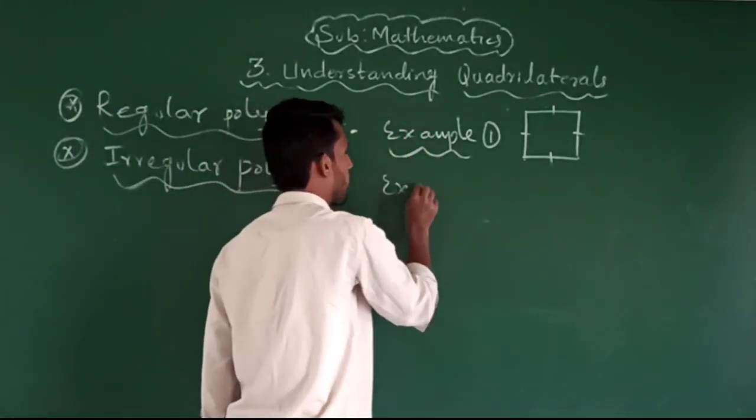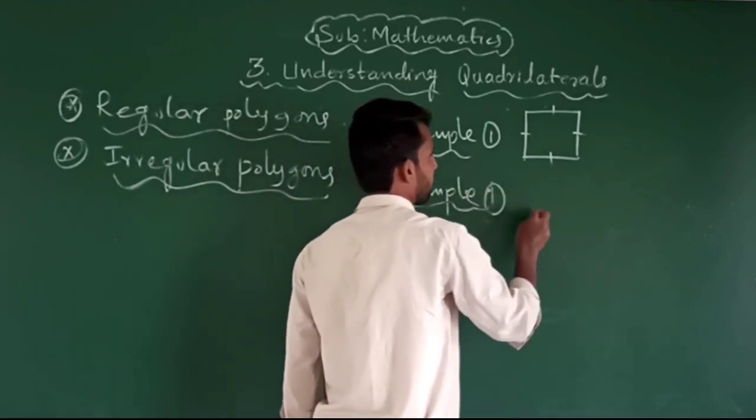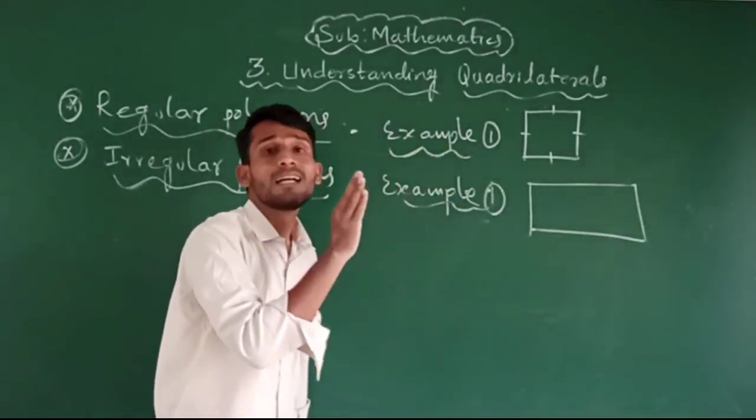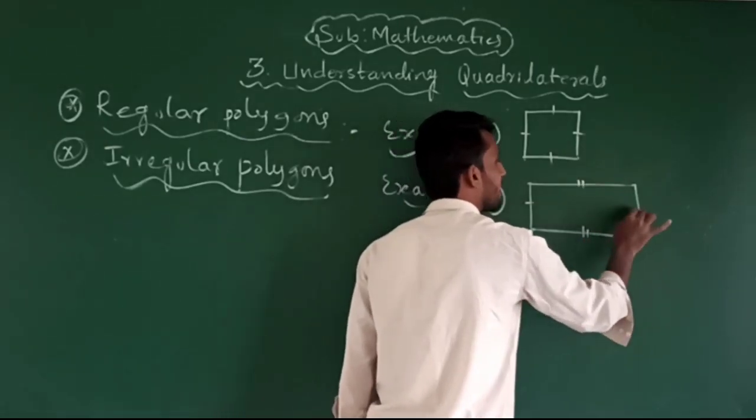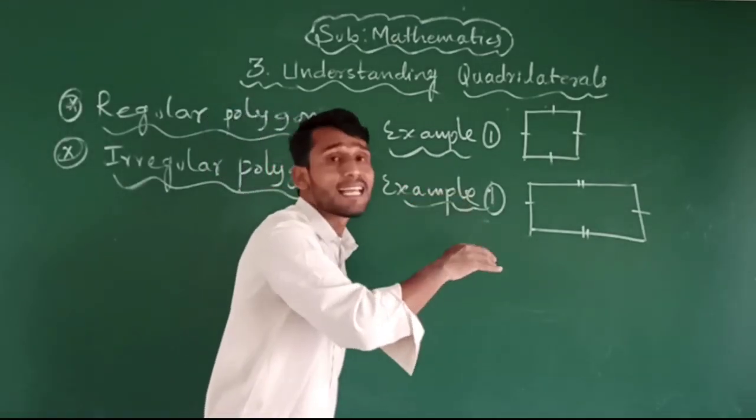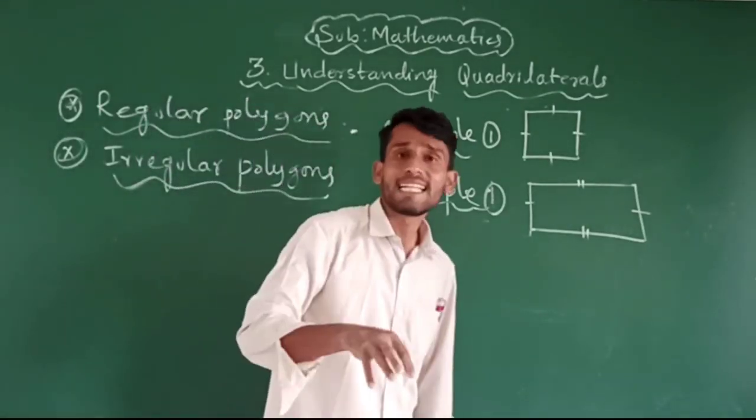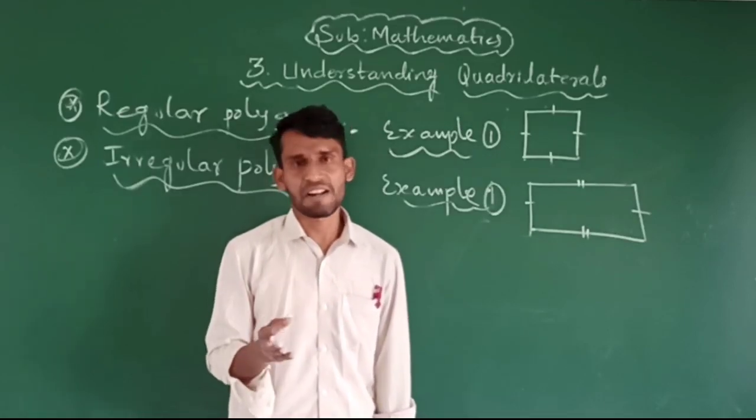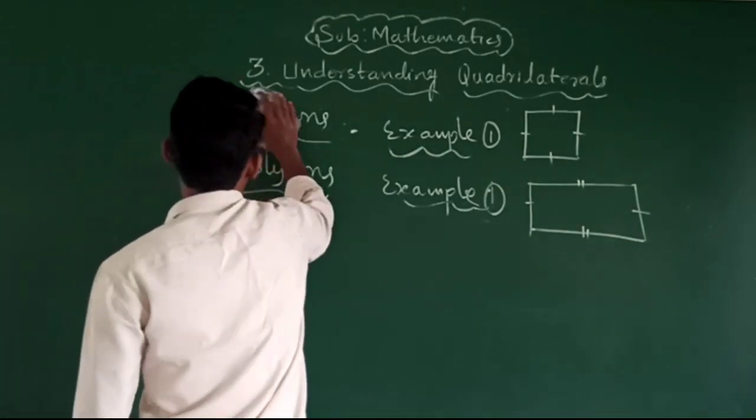If I take an example for irregular polygons, see, I am taking a rectangle. See, all sides are not equal. Here this one is equal, this one is equal. So we can say the rectangle is one of the irregular polygons. Okay, these points you have to write in the notes. Next point I am taking is the angle sum property.